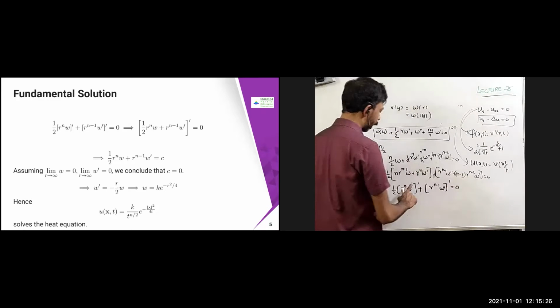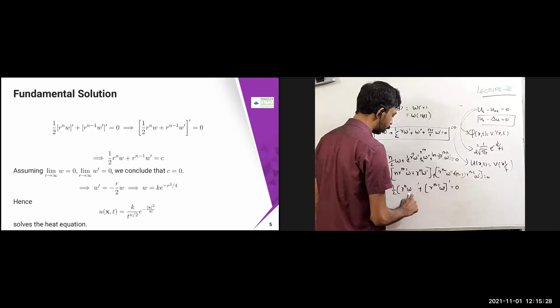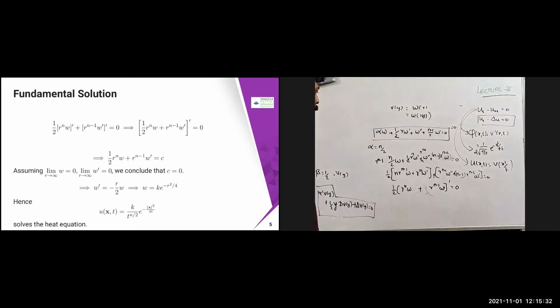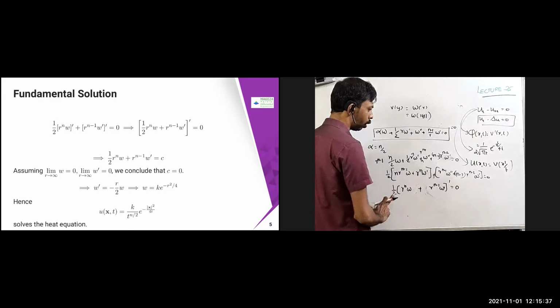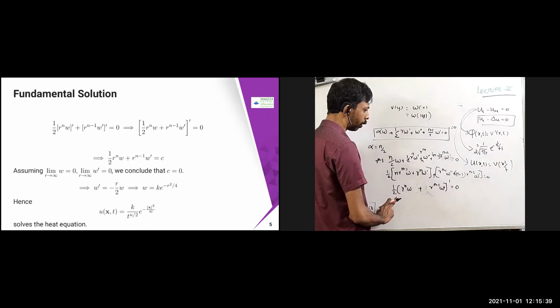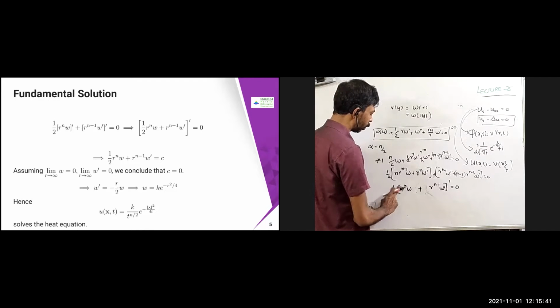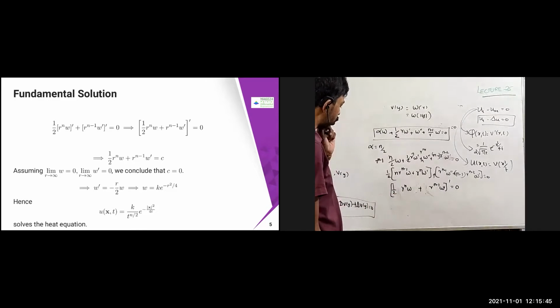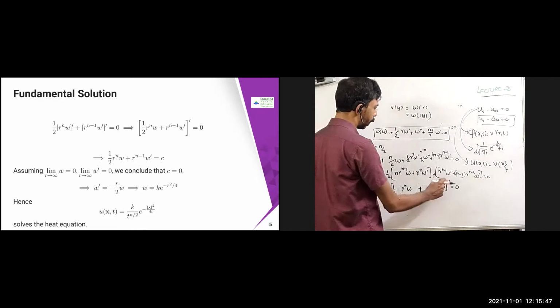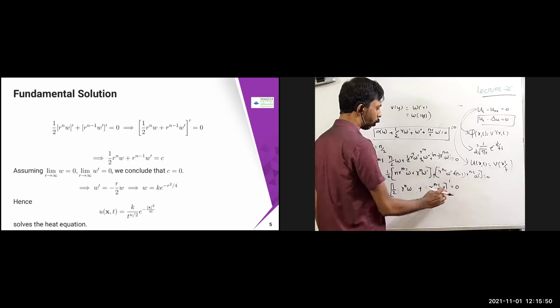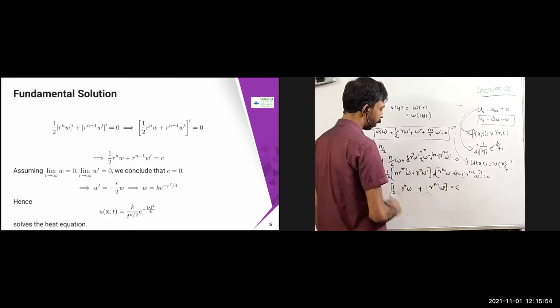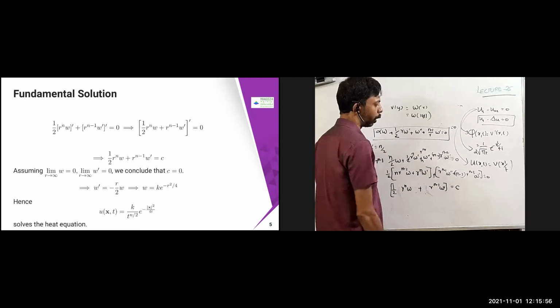Or I can write this one together this way: R power n W plus R power n minus 1 W dash, whole dash, equal to 0. So this is going to be 0. If the entire derivative is 0, what you are going to get is that this is going to become a constant, because this is with respect to dr, so therefore it is going to become a constant.